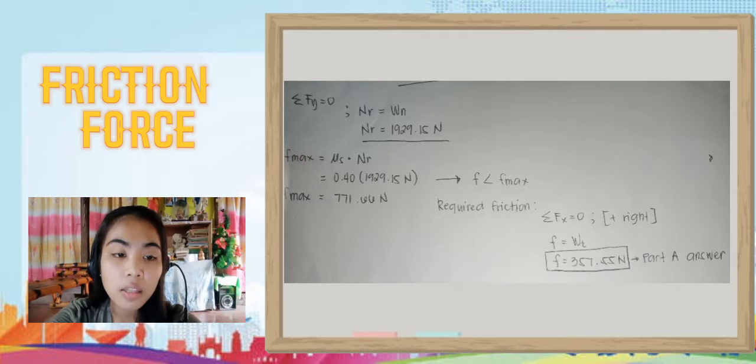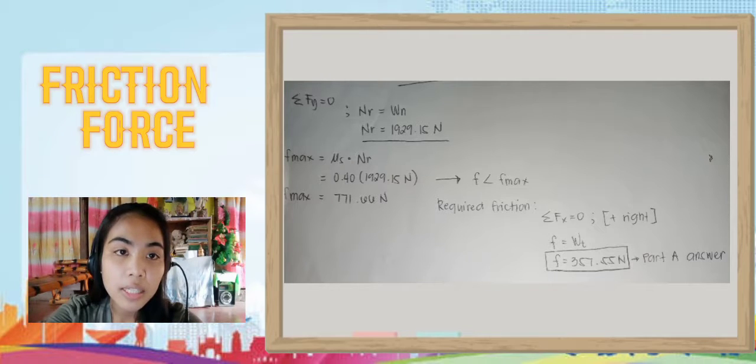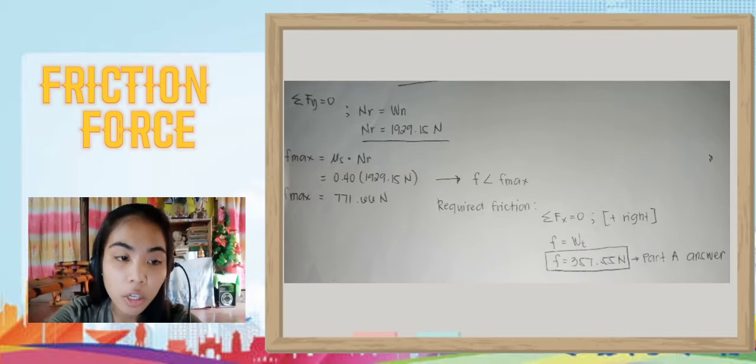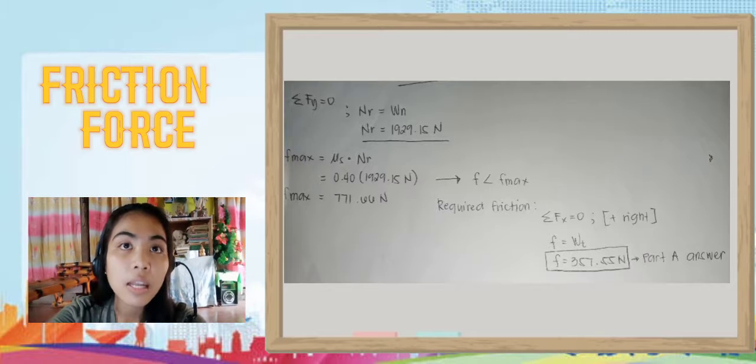So, to get the required friction, or to compute the frictional resistance, we will do the summation of Fx equals to 0, na i-assume natin na positive right siya. So, F, a force is equal to WT, which is na-solve na natin kanina. Then, ang F natin, or force natin, is equals to 357.55 newtons. So, na-solve na natin ang hinahanap sa letter A.